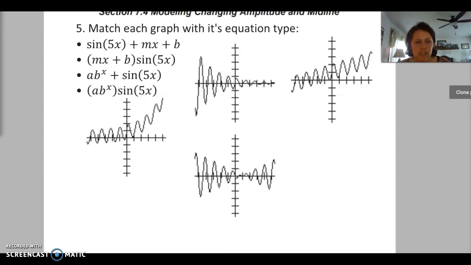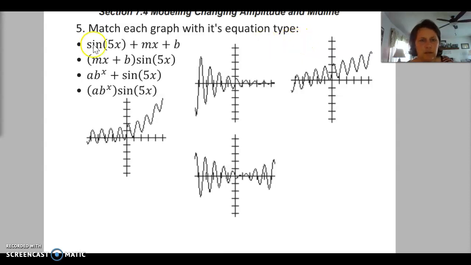Alright, so this will finish up section 7.4, part 2. These are the last two problems. I'm assuming that you guys will probably get these pretty easily, but I wanted to go over them just in case anybody had any questions on them. So we have number 5, match each graph with its equation type.